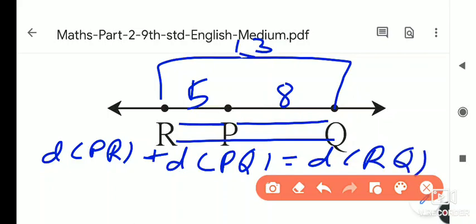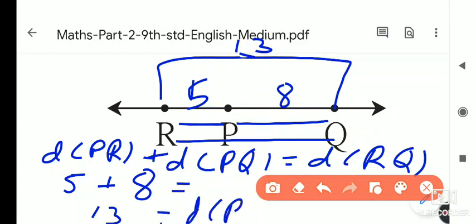So PR is equal to how much? 5. PQ is equal to how much? 8. And therefore the total distance is equal to 13. 8 plus 5 is equal to 13, and that is the distance of RQ. In this way, we are finding the distance between the points, and this is the formula that we use at the time of solving the example.